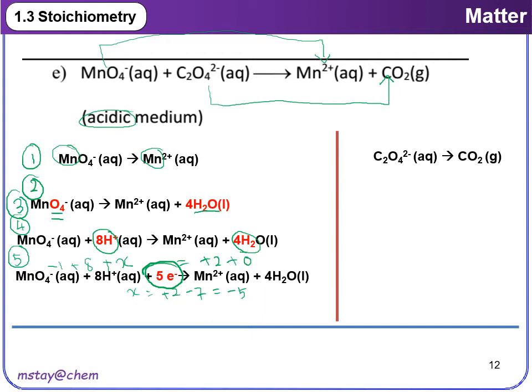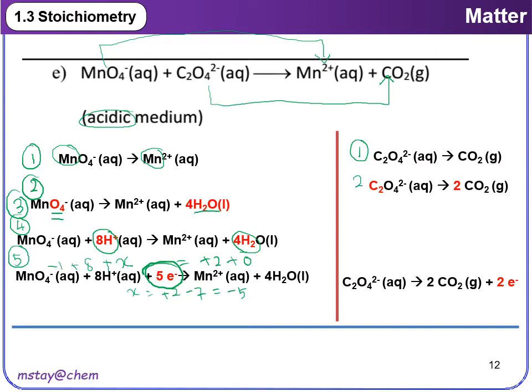Next, we are going to look at the second half equation here. First step, we already have the half equation. Step number 2, we balance other elements except hydrogen and oxygen. In this case, we have to balance carbon, so we put 2 more here.